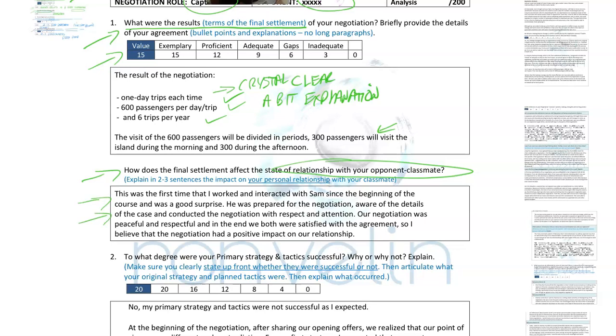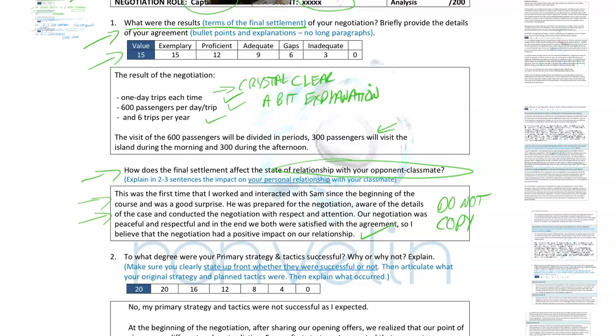Our negotiation was peaceful and respectful, and in the end, we both were satisfied with the agreement. So I believe that the negotiation had a positive impact on our relationship. That's really what we're getting into here. Don't copy this. You have to come up with your own language. So don't use vague and general language here. Be specific to your experience in the exact case.